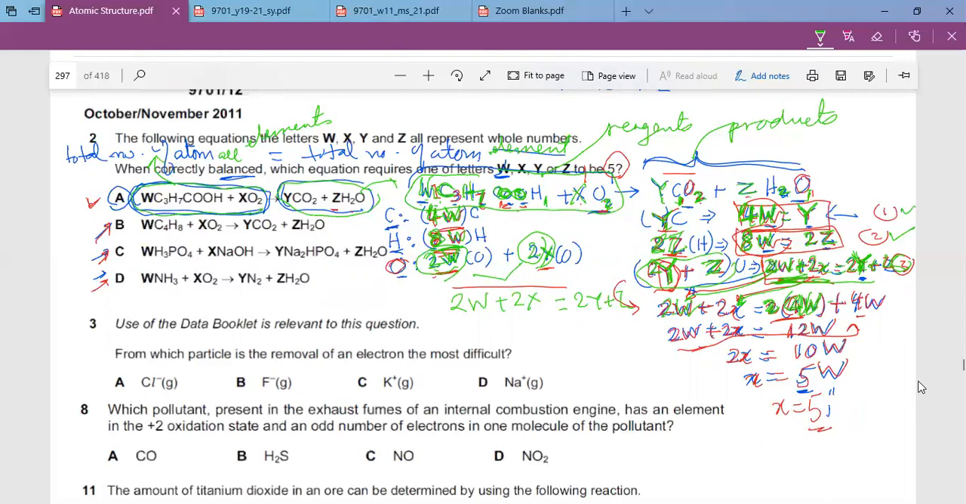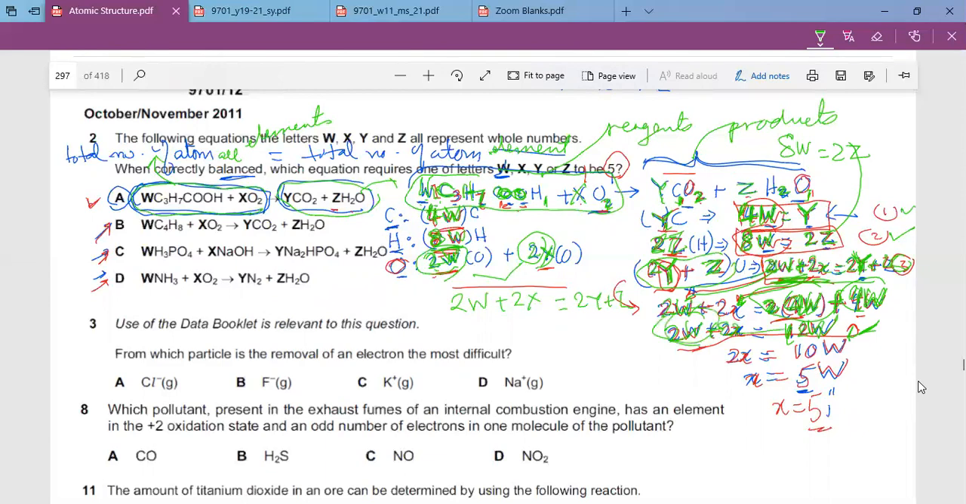Plus z. From here, 8w equals 2z, all right? So z is equal to 4w, so it's 4w here. Got it? So here 8w plus 4w gives you 12w. Now here you can see 2w plus 2x equals 12w. So I bring the 2w over to this side.